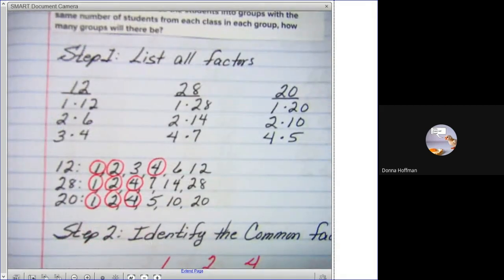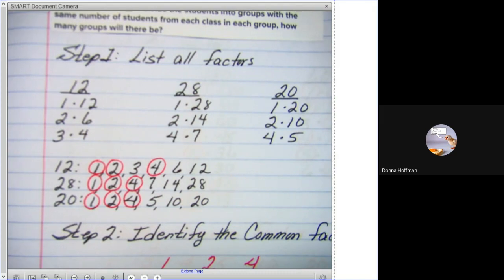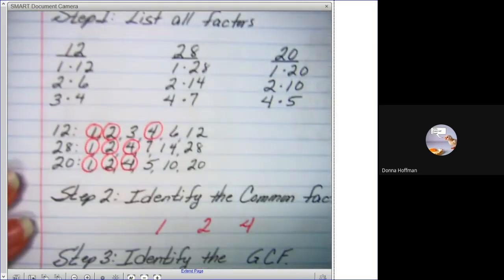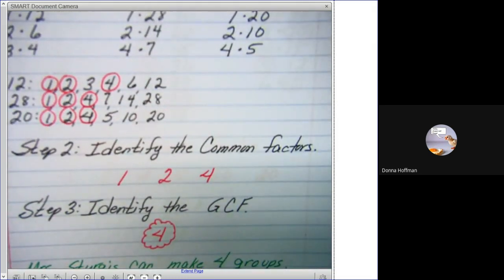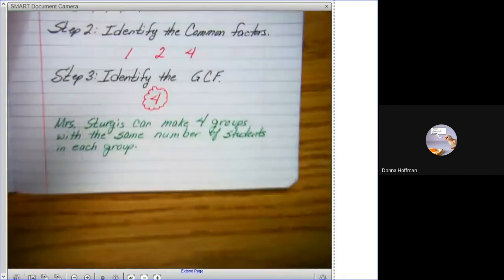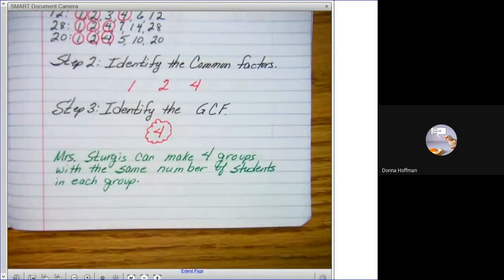You find the common factors, that's step 2, and I circled those in red. And I circled everything that they shared. They all shared a 1, a common factor of 2, and they have a common factor of 4. So I listed those common factors 1, 2, and 4, and then the last and final step, the greatest common factor that they share is 4. So my complete sentence, because we always write in complete sentences, Mrs. Sturgis can make 4 groups with the same number of students in each group.